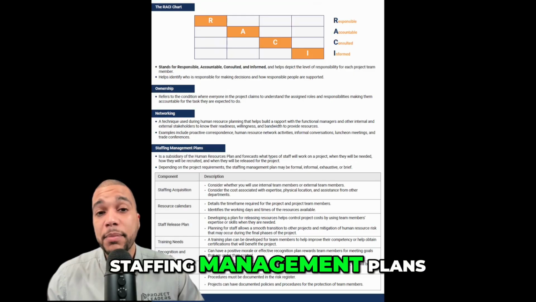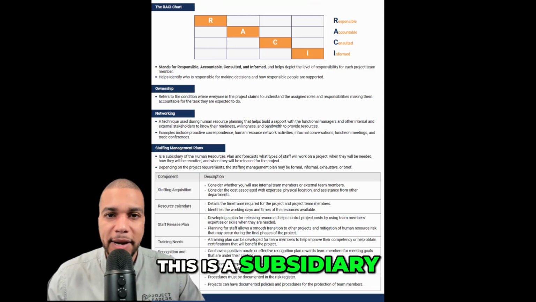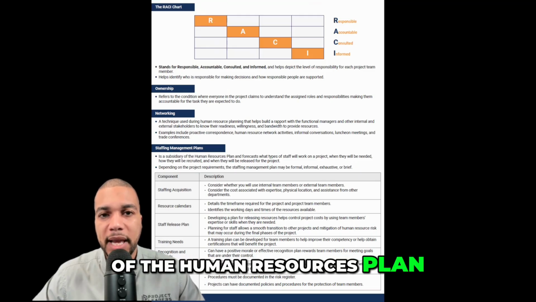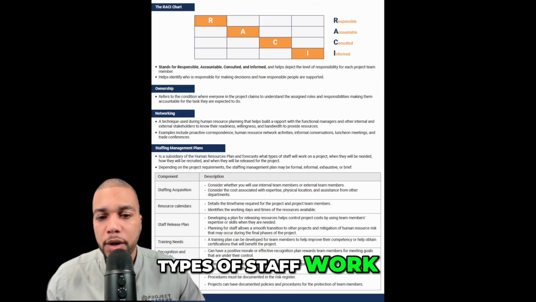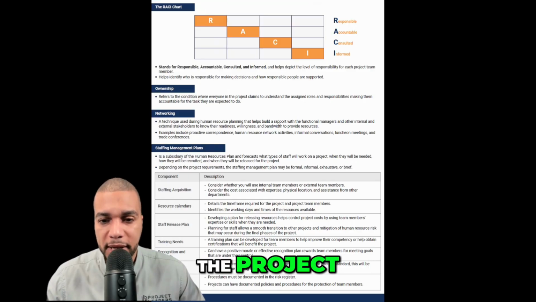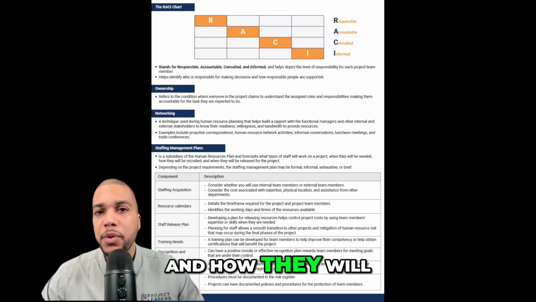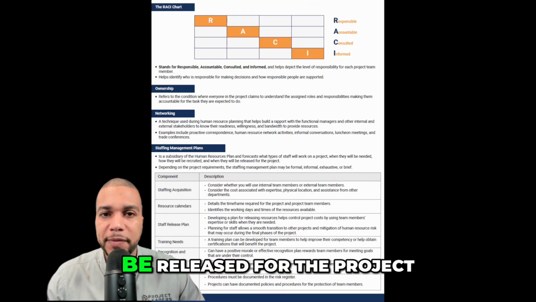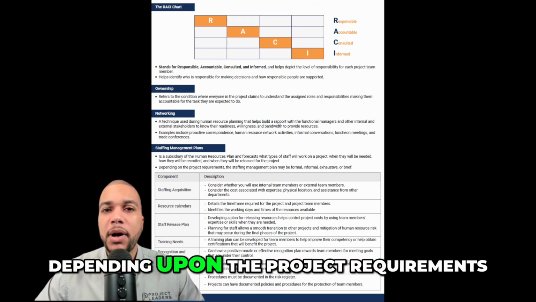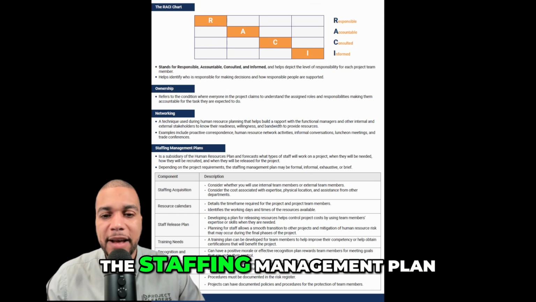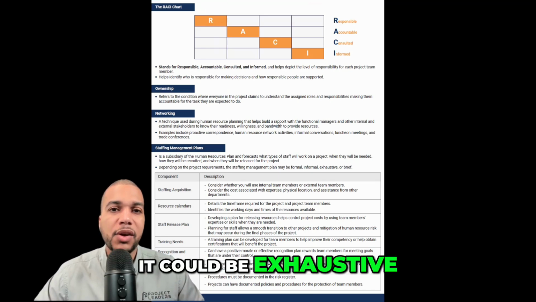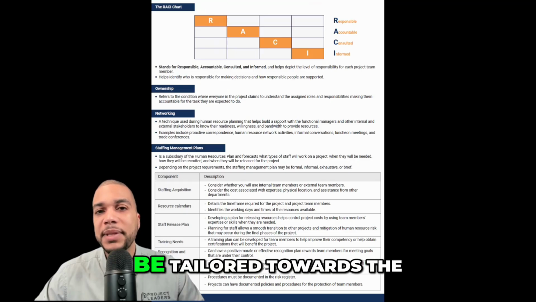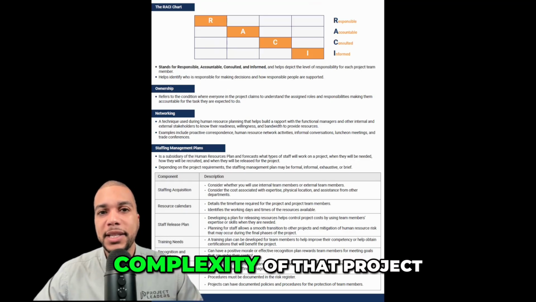Staffing management plans. This is a subsidiary of the human resources plan, and this forecasts what types of staff work and who will work on the project, when they will be needed, and how they will be recruited, and when they will be released for the project. Depending upon the project requirements, the staffing management plan may need to be formal or informal. It could be exhaustive or brief. It's going to have to be tailored towards the complexity of that project.